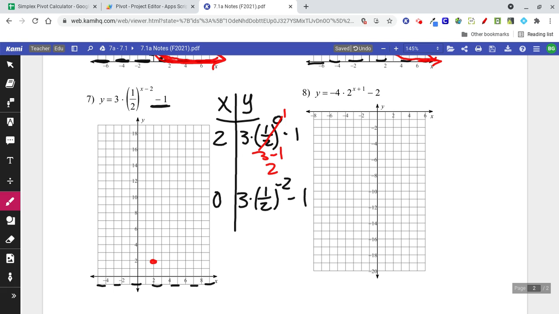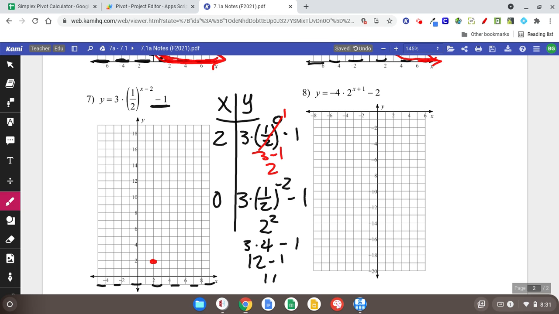And how you can do this in your head, don't get confused by the negative exponent. The negative flips it. Okay. So the negative exponent flips it into a 2. Instead of a 1/2, it's 2. Instead of 1/2 to the -2nd, it's 2 to the +2nd. Flip it and square it. That's 4. We're going to have 3 times 4 minus 1. That's 12 minus 1 is 11. So you've got the point 0, comma 11, which is right there.